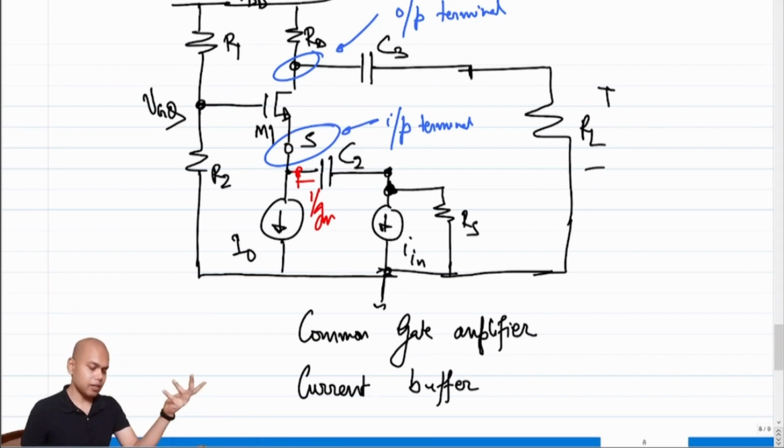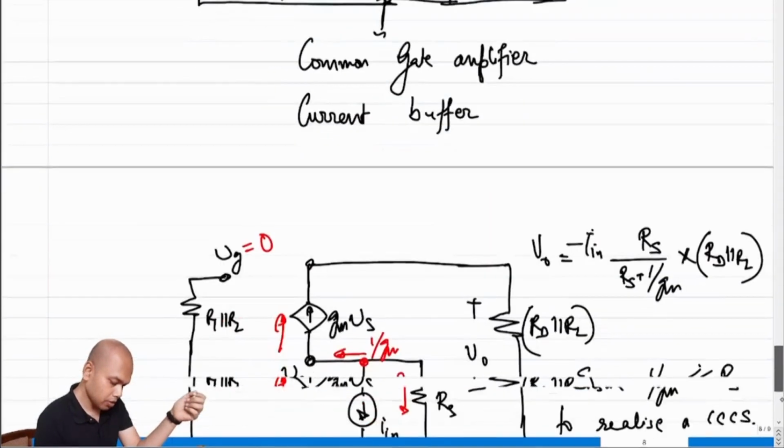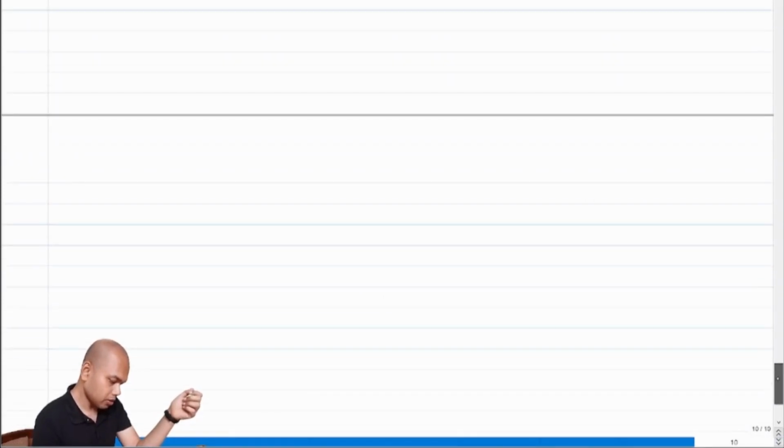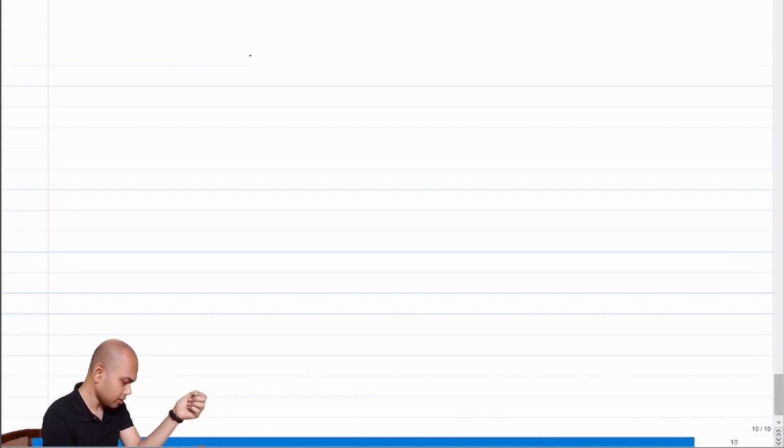Why is this called a current buffer? In order to appreciate the terminology, what is a current buffer? Before going into current buffer, what is a voltage buffer?